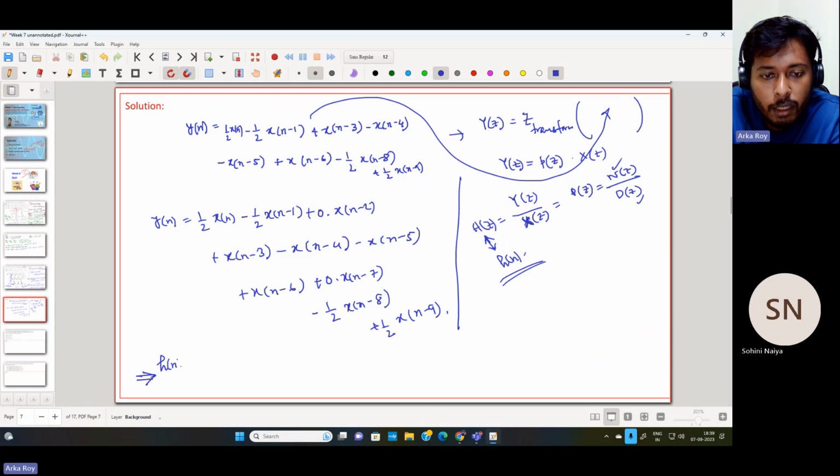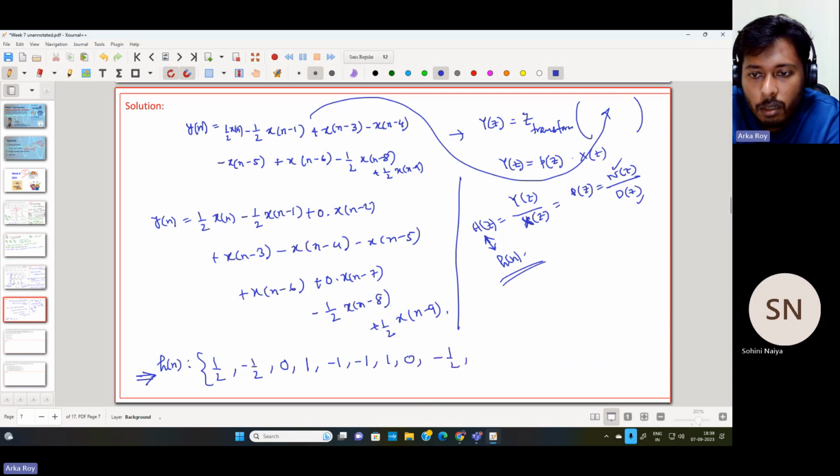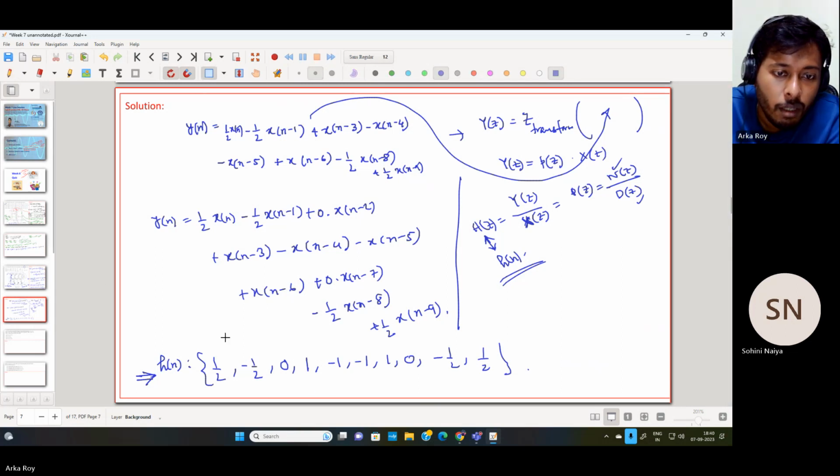So now we need to find the coefficients. So it will contain the coefficients in this particular manner. So half, 0, 1, minus 1, 1, 0, minus half, and then half. So this is basically the coefficient distribution, how the coefficients look in this particular h of n.